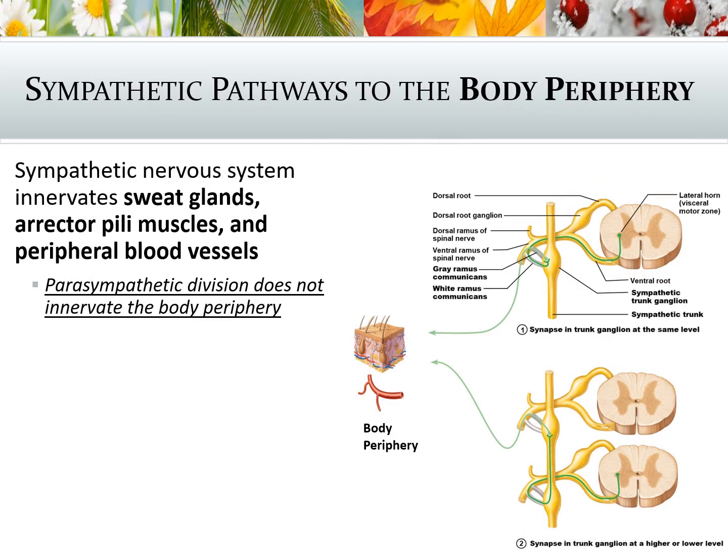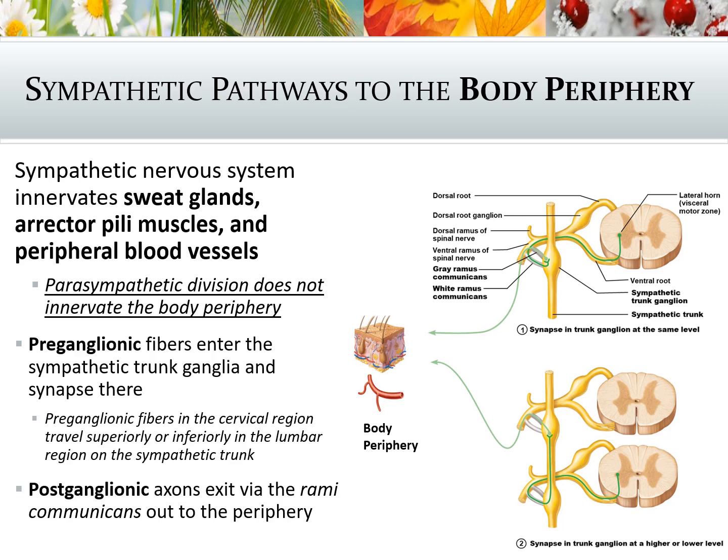So the sympathetic system does innervate the body periphery, right? We talked about that it's the only division that innervates the skin. It innervates the sweat glands, the erector pili muscles, and peripheral blood vessels. So we can either vasoconstrict or dilate those capillaries and vessels in the skin. The parasympathetic does not innervate the body periphery. So how do we get out to the body periphery? Well, we do it in one of two ways.